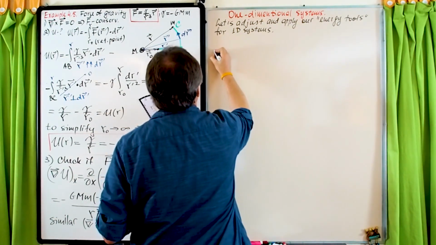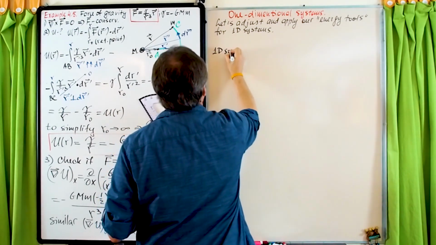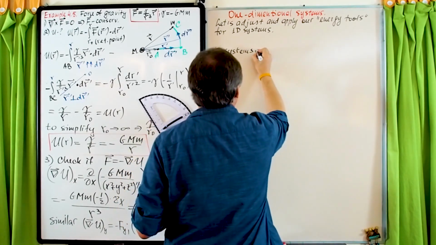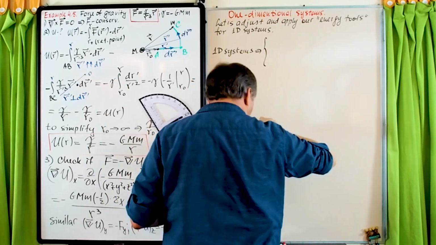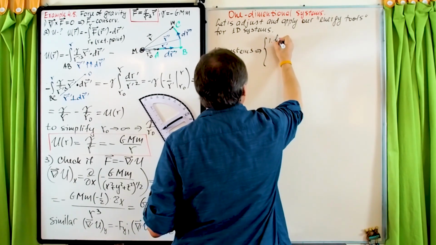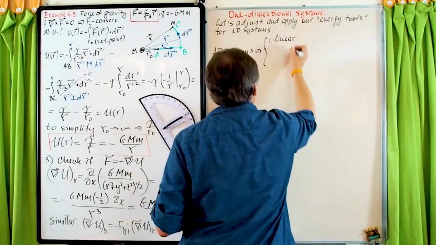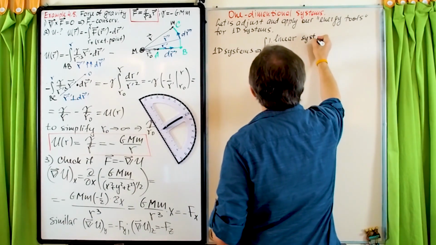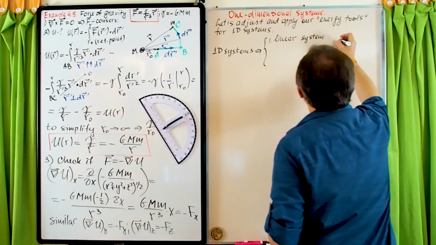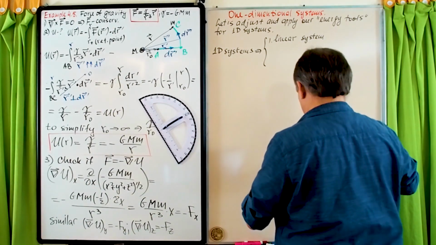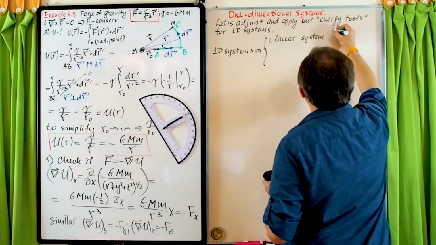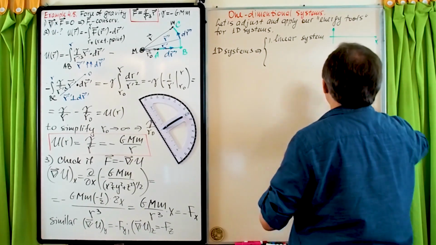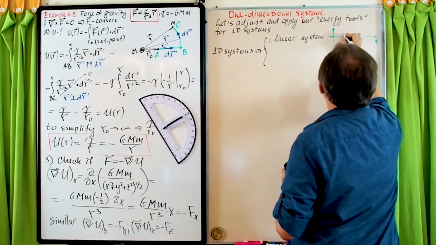So we have 1D systems and two options. The first one is a linear system. Maybe I will draw something like this: we have X and some object travels.